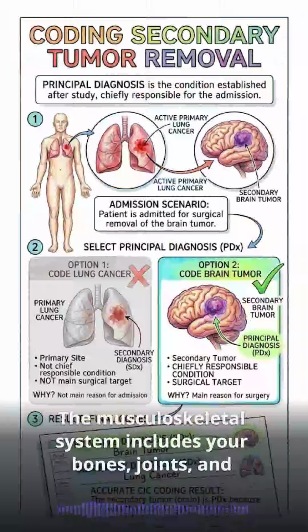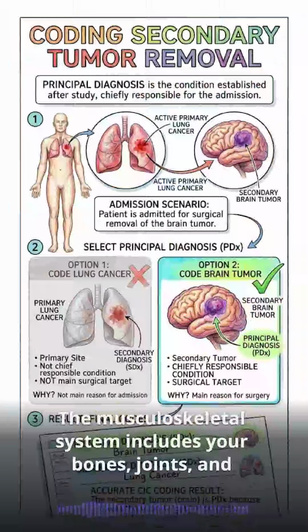Pressure ulcers are another big topic for the exam, and they are also called bed sores. These happen when a patient stays in one position for too long, which hurts the skin. You must code the exact location of the ulcer, and you must also code the stage.